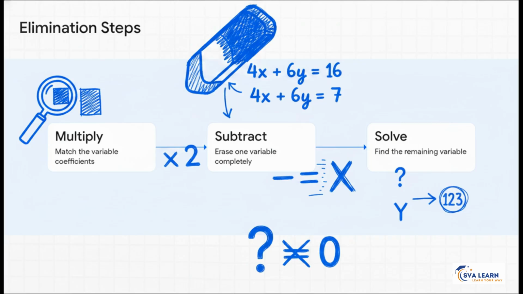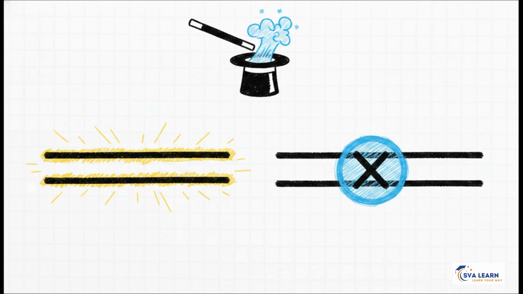Normally, this reveals our exact y coordinate, but wait a second. As we perform the subtraction on these specific lines, look closely at what happens. 4x minus 4x is 0. 6y minus 6y is, well, it's also 0. And 16 minus 7 is 9. We are left with 0 equals 9. Which leads us directly into a massive, brilliant trap that the textbook sets up for you.